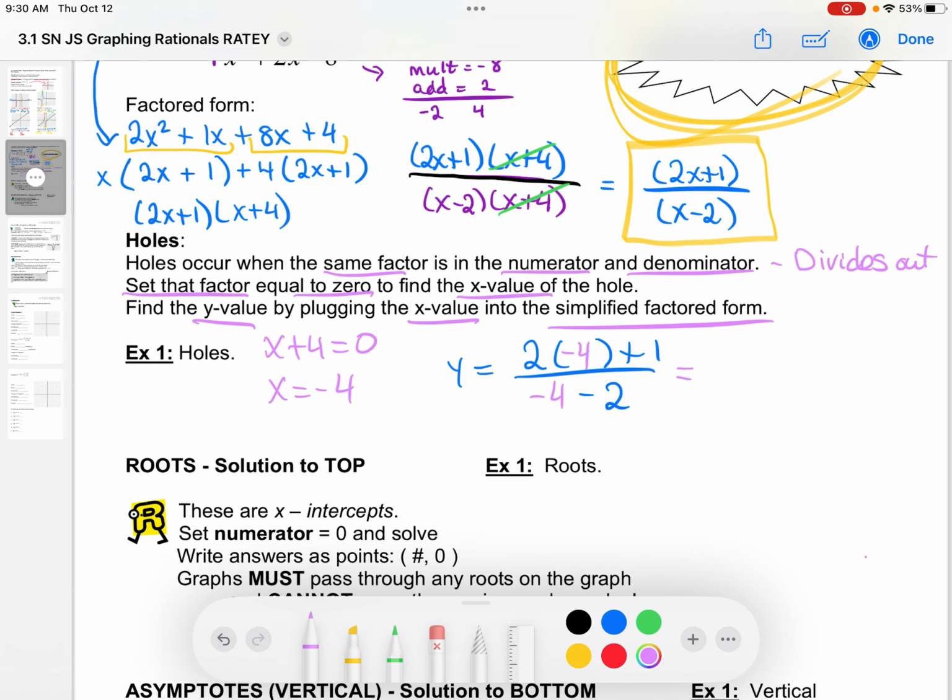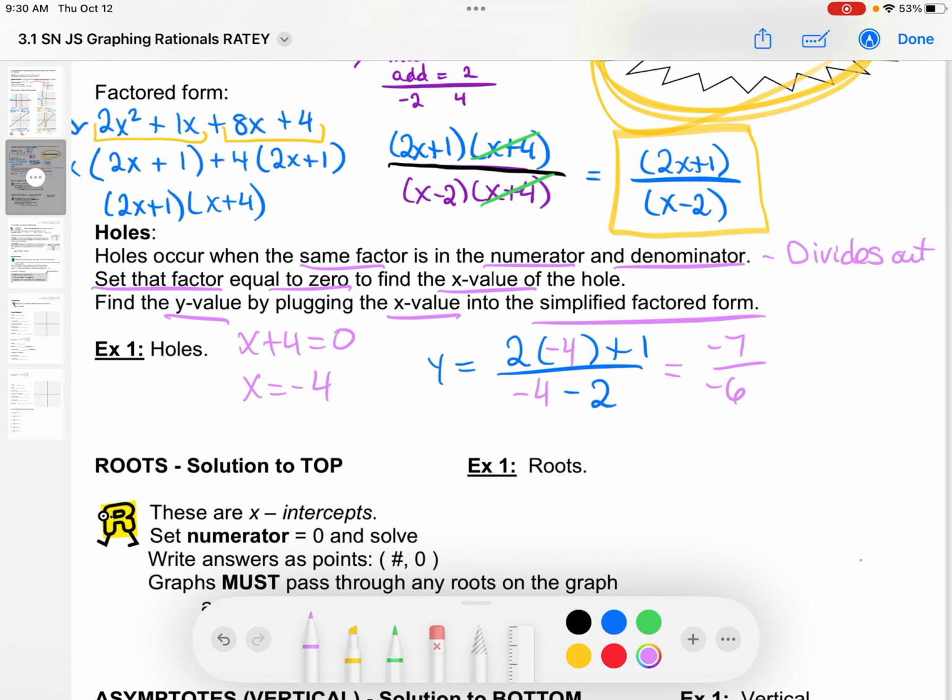So that y value, 2 times negative 4 is negative 8, plus 1 is negative 7. Negative 4 minus 2 is negative 6. Negative over negative is a positive. So our hole is at negative 4, comma, positive 7 over 6.